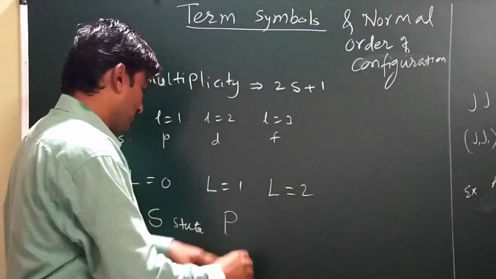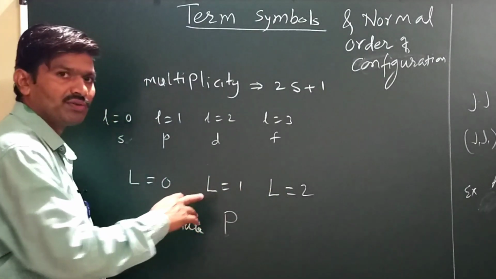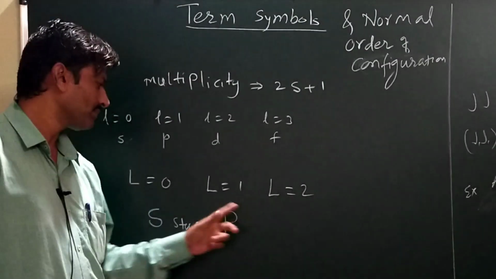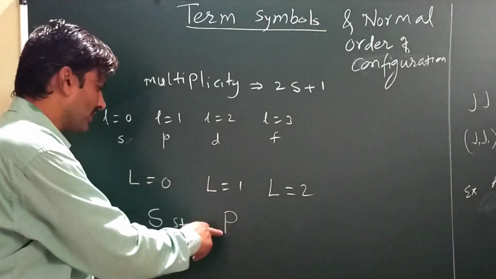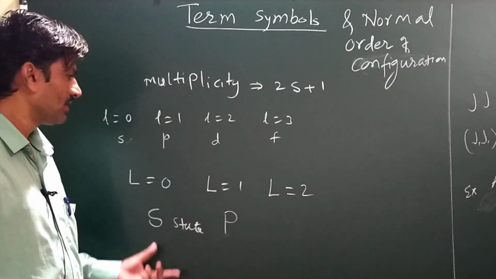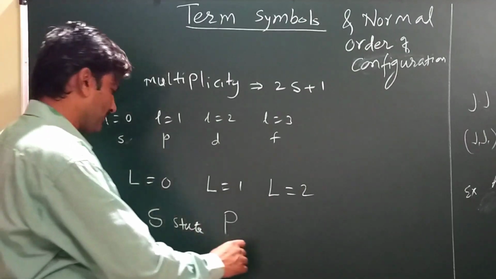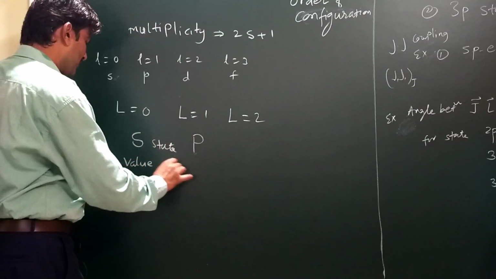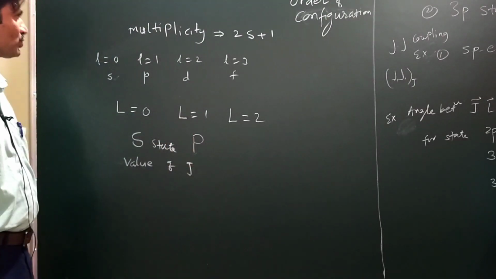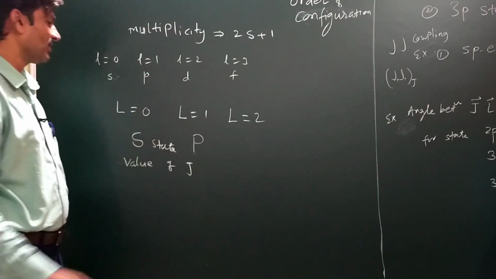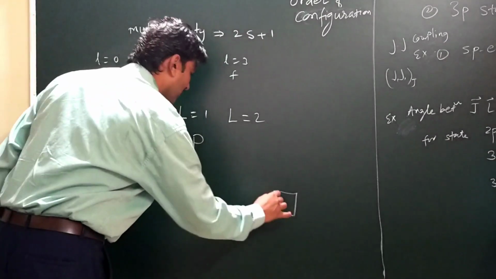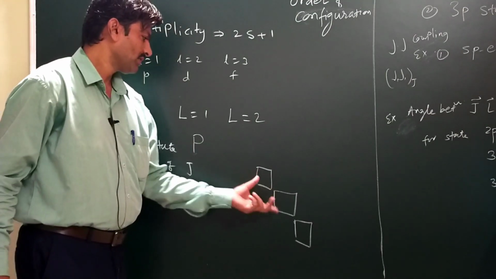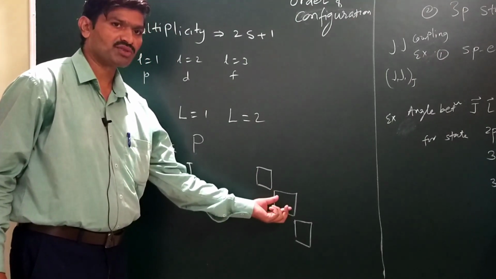According to these values of the orbital angular momentum quantum number, we can write the states. Another one is the value of J; we have to use the value of J for that state. So how can we write this term symbol? There is a pattern to write the term symbol.